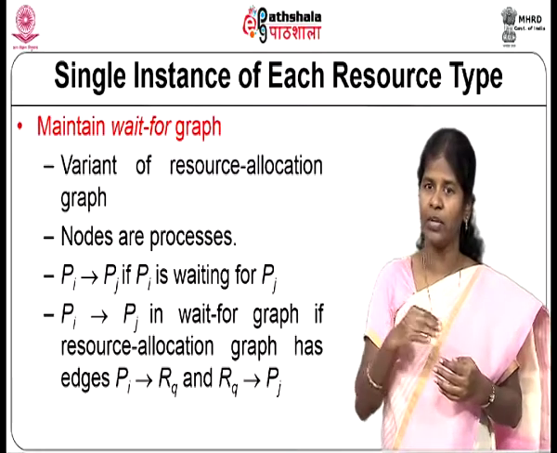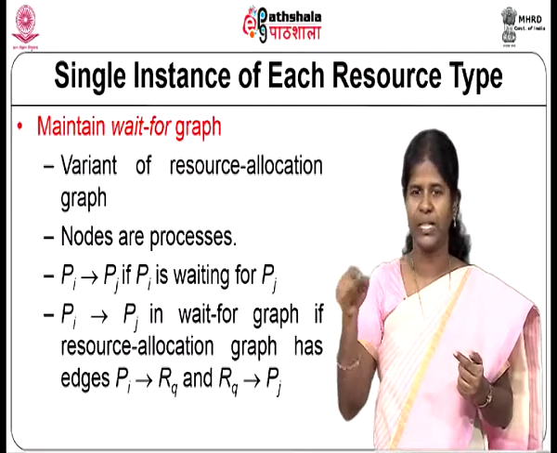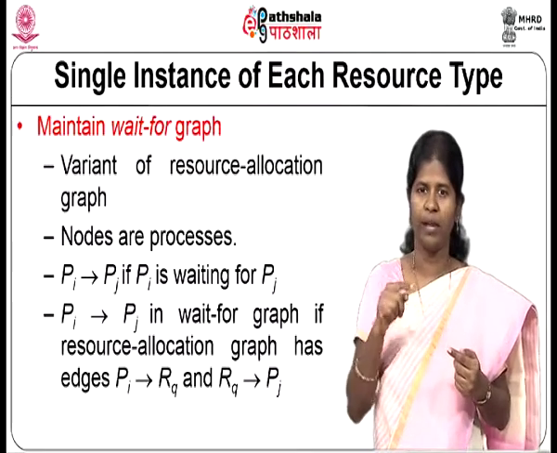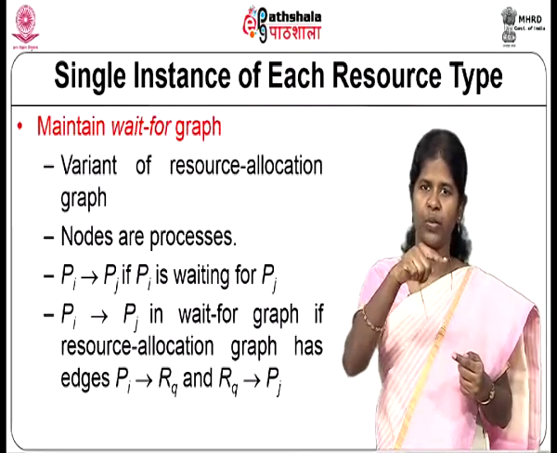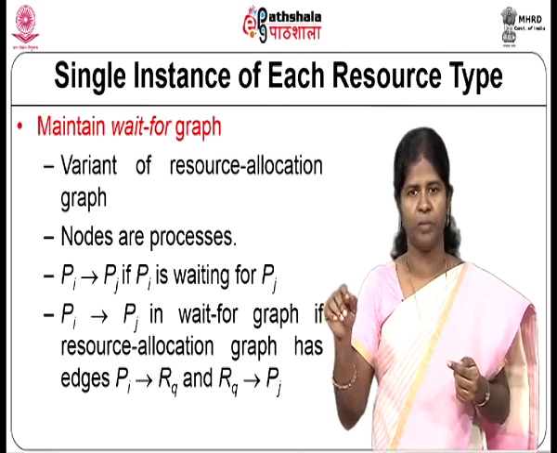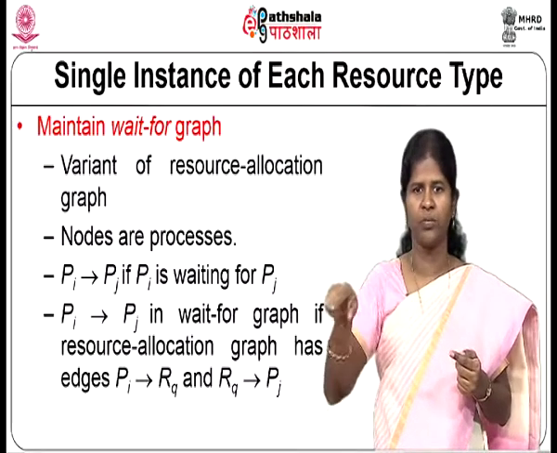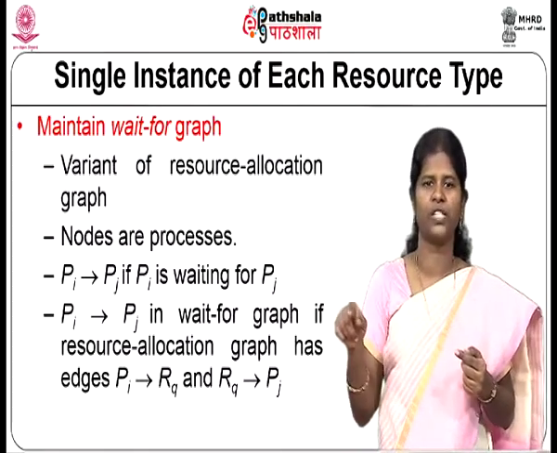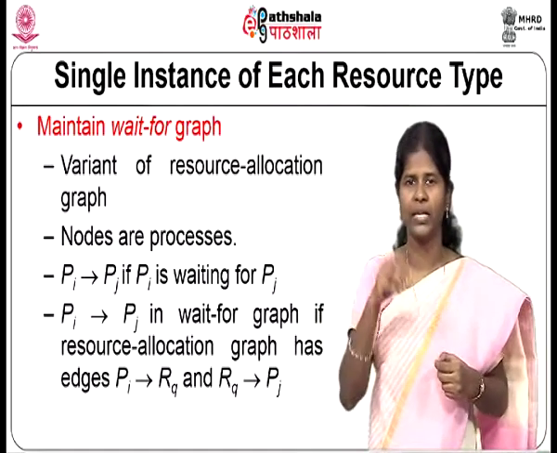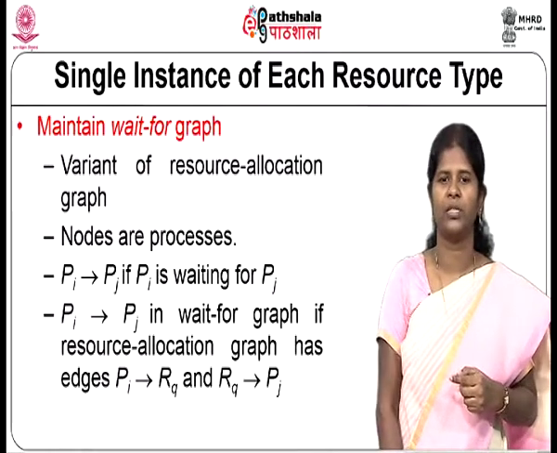In the corresponding resource allocation graph, there would have been an edge from Pi to another resource Rq, and from Rq an edge to process Pj. Now these edges from Pi to Rq and Rq to Pj are collapsed, and you have just an edge from Pi to Pj, saying that Pi is waiting for some resource that is held by process Pj.